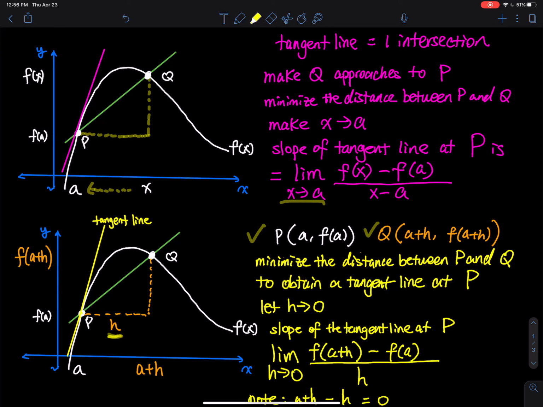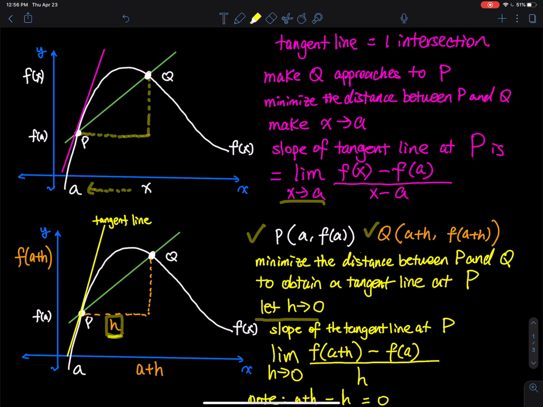And then you use the same technique. The green line is only a secant line. You want to minimize the distance between P and Q. That means you want to let Q go to P. So that means you want to minimize the distance between A and A plus H. So what is minimizing that distance? That means you want to minimize this H. Minimize this H, simply you just let H go to 0.